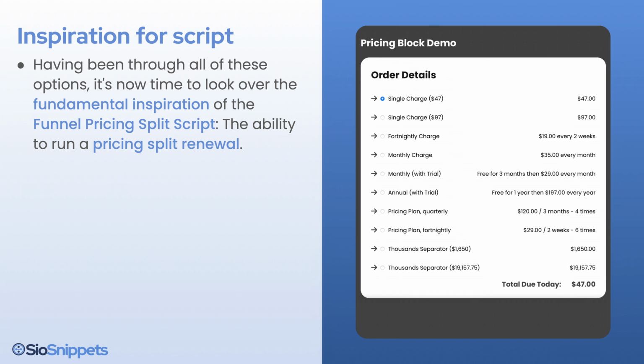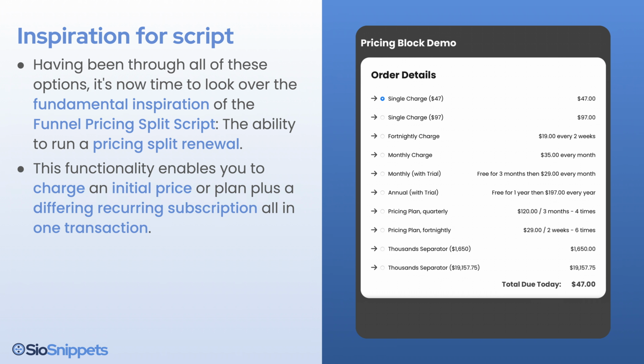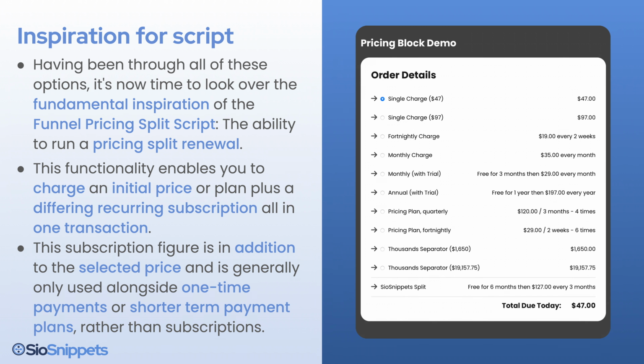Having been through all of these, it's now time to look over the fundamental inspiration of the funnel pricing split script, the ability to run a pricing split renewal. This functionality enables you to charge an initial price or plan plus a differing recurring subscription all in one transaction. This subscription figure is in addition to the selected price above and is generally only used for one-time payments or shorter-term payment plans rather than subscriptions, as there are very few cases where you'd utilize simultaneous subscription fees.